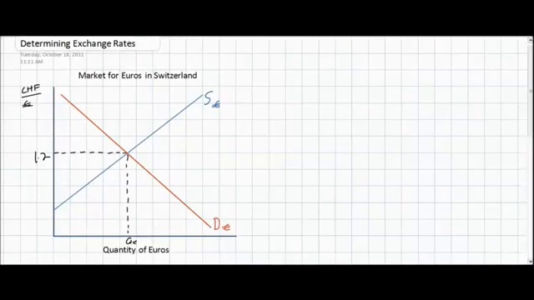We're going to be talking about exchange rates and the determinants of exchange rates. For our example, we're going to be talking about two countries, or more specifically, two different currencies. We'll be talking about the market for euros in Switzerland, and later on we'll be talking about the market for Swiss francs in Europe. Before we can get into our analysis of how exchange rates are determined, we first have to clarify a few things about an exchange rate diagram.